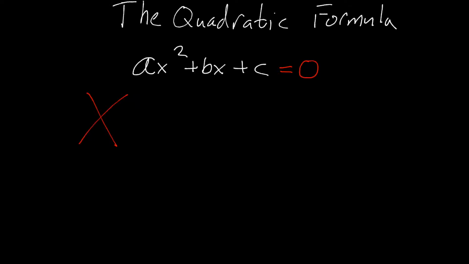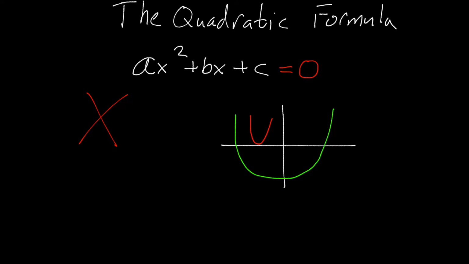And what do those solutions represent? Well, if we think about graphing the quadratic equations, there are 3 general types of shapes that we could have. We could have a parabola that goes below the x-axis and goes back up. We could have a parabola that just touches the x-axis and goes back up. Or we could have a parabola that never touches the x-axis.